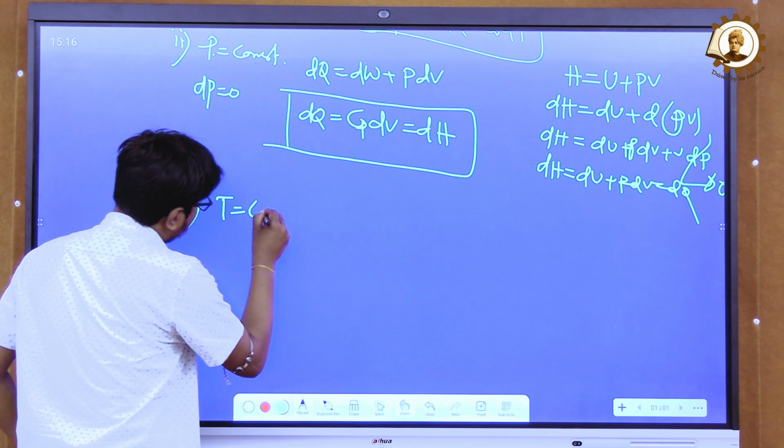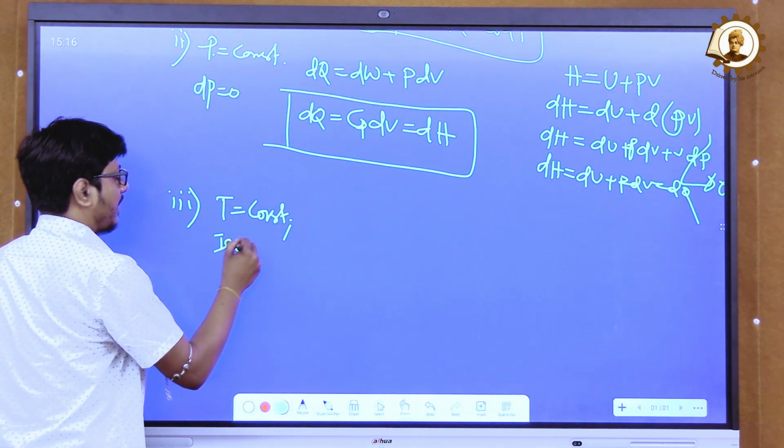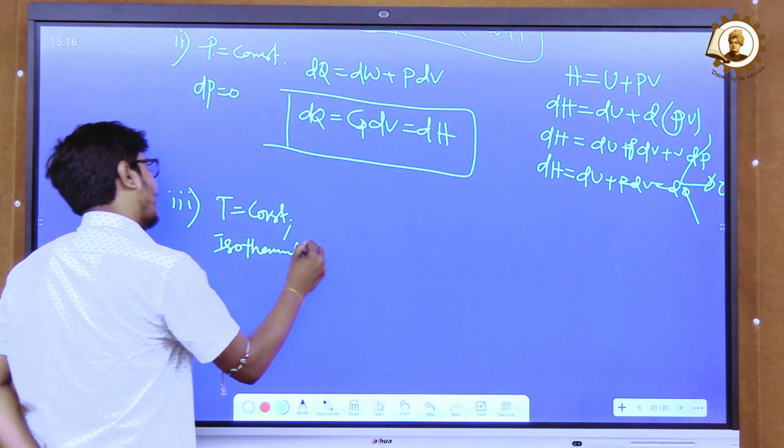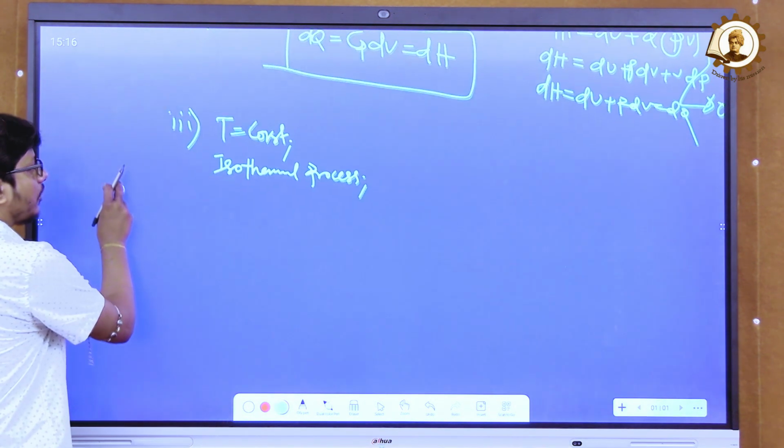for T equal to constant. Okay. This is called the isothermal process. Okay. Isothermal process. So, what happened in the isothermal process?